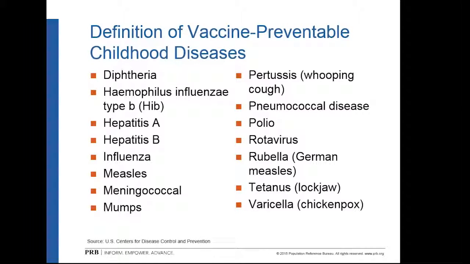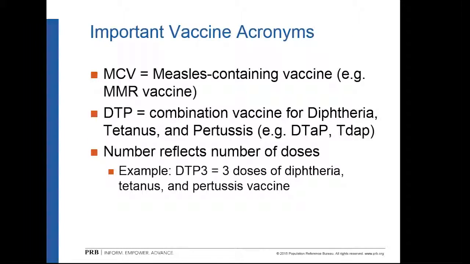The U.S. Centers for Disease Control and Prevention define vaccine-preventable childhood diseases to include the 15 diseases shown on the screen. Unfortunately, data are not available globally for all 15. To ensure that we're using comparable data for all areas, much of our analysis today focuses on 4 diseases: measles, diphtheria, pertussis, and tetanus, and the 2 vaccines that cover those 4 diseases. We refer to those 2 vaccines using generalized acronyms.